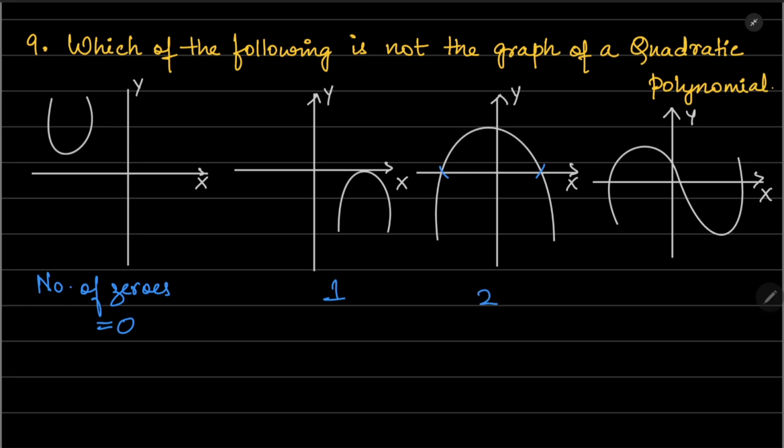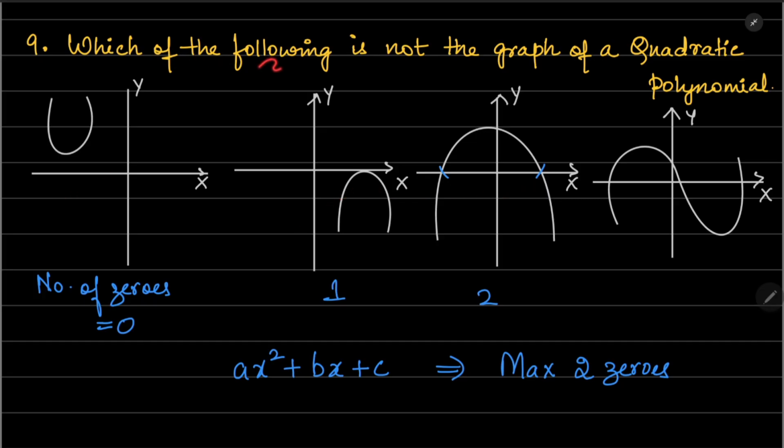Always remember, whenever you have a quadratic polynomial of the form ax square plus bx plus c, this quadratic polynomial will have a maximum of 2 zeros because the degree is 2. It can have no zeros, it can have 1 zero, or it can have 2 zeros. It can never go beyond 2. So the first, second and third are quadratic polynomials.